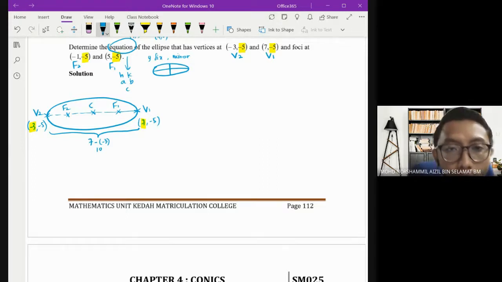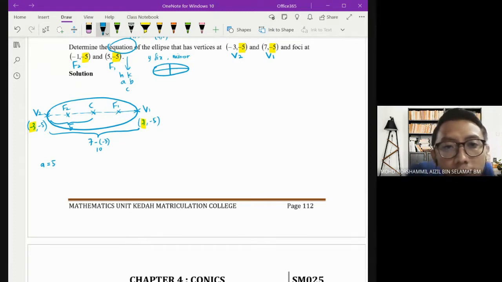So bila 10, yang ni berapa guys? Yang ni berapa? Yang ni akan jadi? 5. So 5 tu adalah apa? 5 tu adalah A. Faham tak? Dapat? Boleh tak guys? Dapat sir. Dapat. Okey, cantik. Okey, 5.